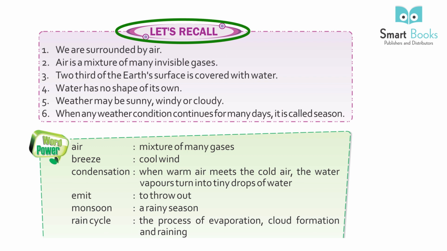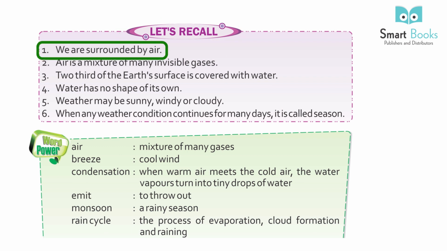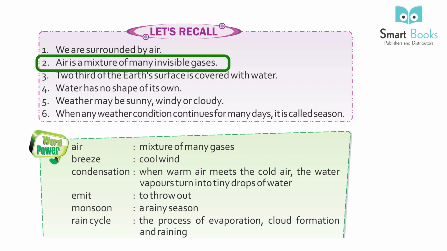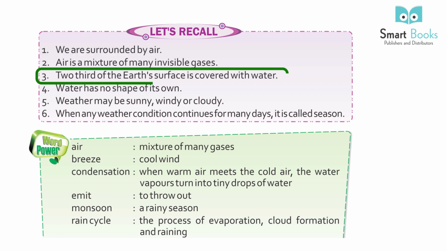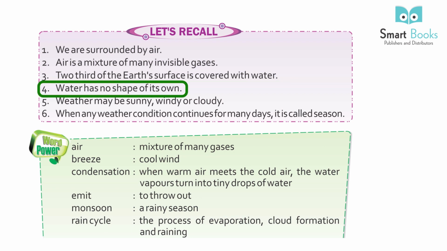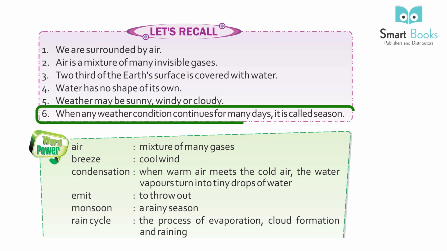Let's recall. 1. We are surrounded by air. 2. Air is a mixture of many invisible gases. 3. Two-thirds of the Earth's surface is covered with water. 4. Water has no shape of its own. 5. Weather may be sunny, windy, or cloudy. 6. When any weather condition continues for many days, it is called a season.